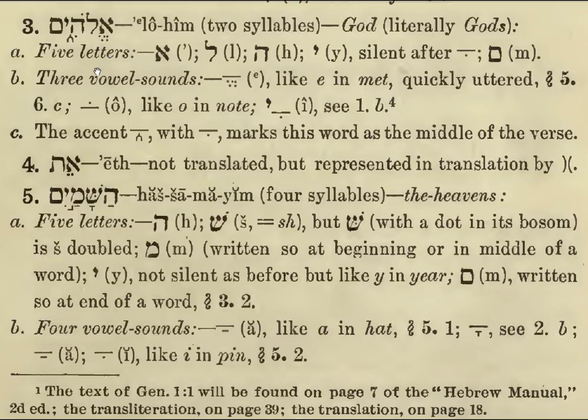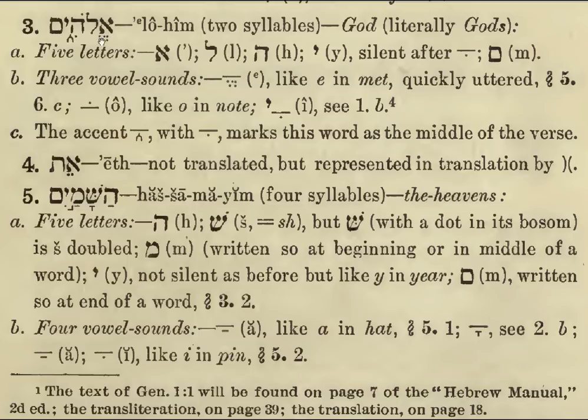Three. Elohim. So, Elo, long O. Him, long E, short E. Elohim. It's two syllables, Elo and Him, meaning God. It's a plural word, literally, but it's translated in the singular. And there are five letters here. The Aleph, Lamed, He, the Yud, which is silent, because it's part of the E sound here. And the final M at the end of the word.